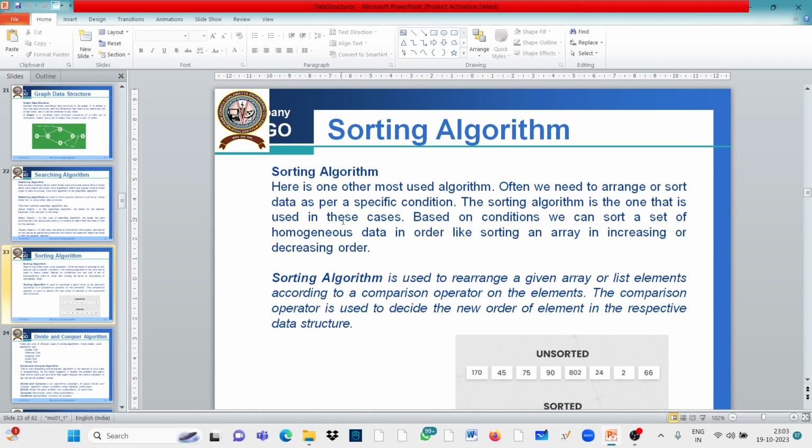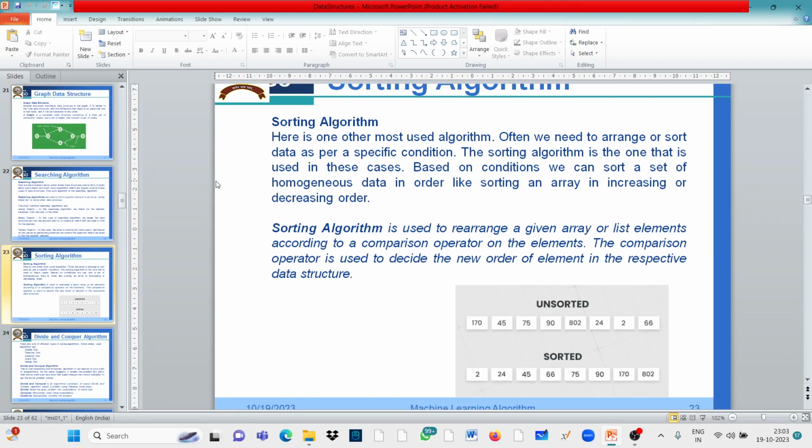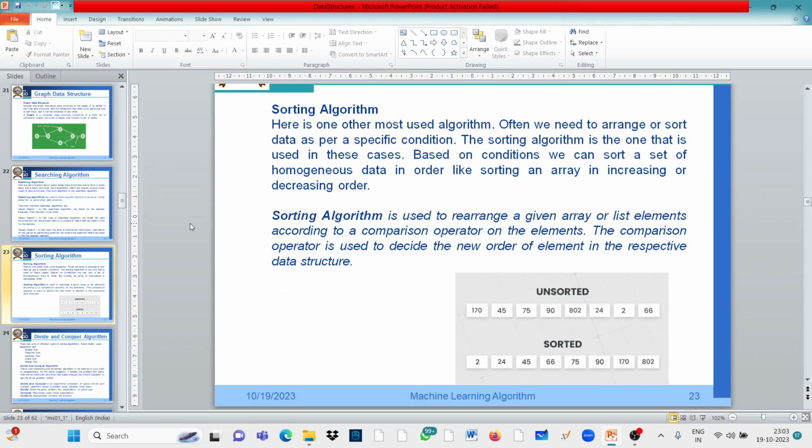For example, you see the unsorted data here like this: 170, 45, and so on. Suppose you go for increasing order. What is the lowest? The lowest is 2, which comes first, next is 24, next is 45, next is 66, like that.